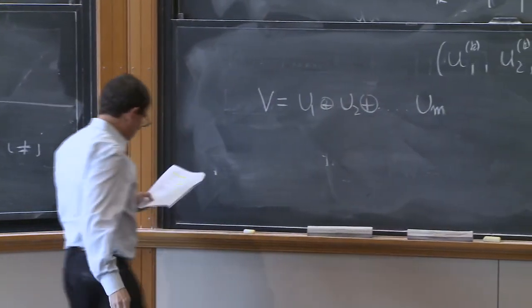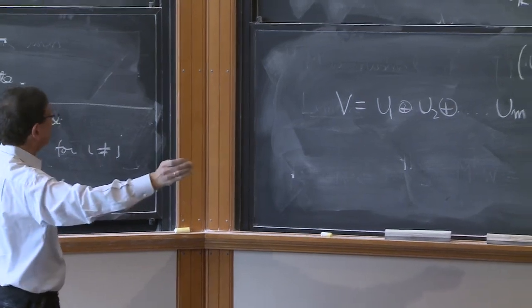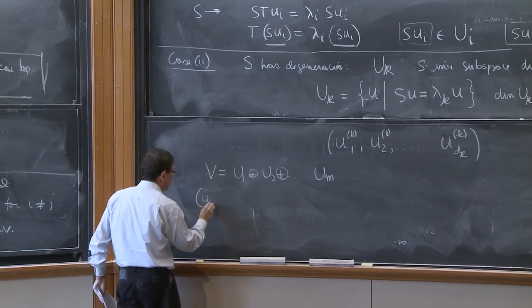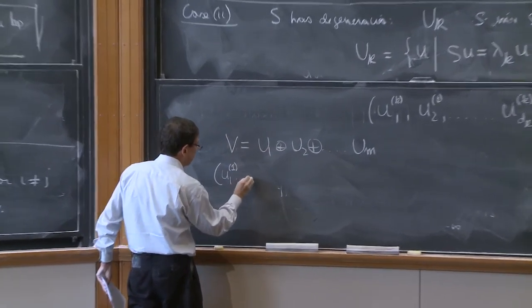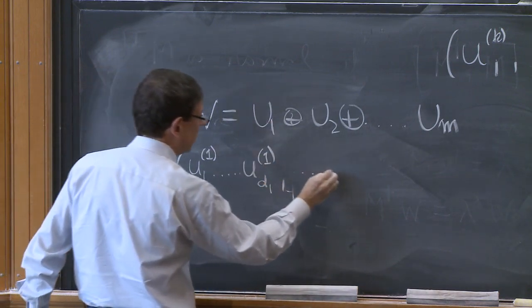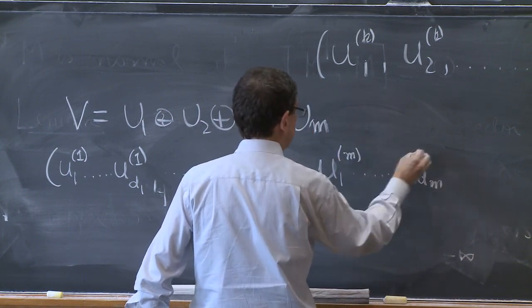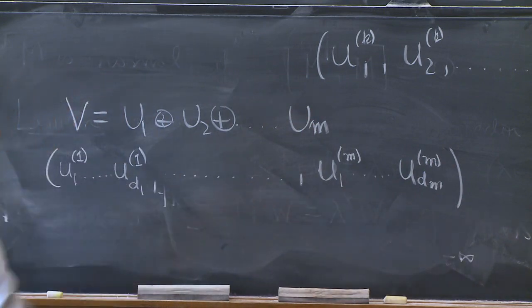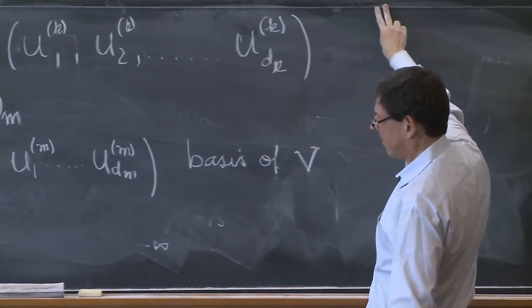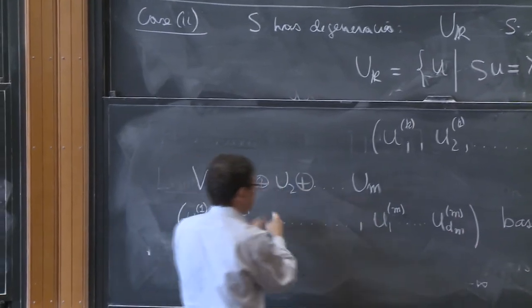Now, what do we say next? Well, the fact that S is a Hermitian operator says it can be diagonalized, and we can find all these spaces and a basis for the whole thing. So the basis would look like u_1 of the first space up to u_d1 of the first space. These are the basis vectors of the first, plus the basis of the second, and so on, all the way to u_dm of the mth space. This is the list. This is the basis of V. So I've listed the basis of V, which is a basis for U_1, all these vectors, U_2, all of this.